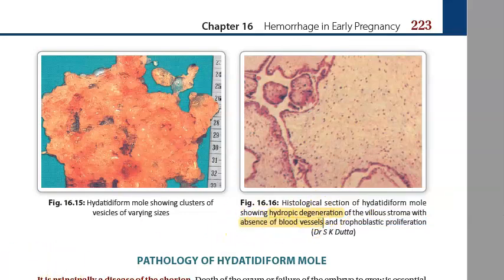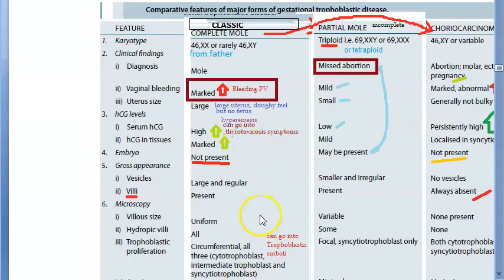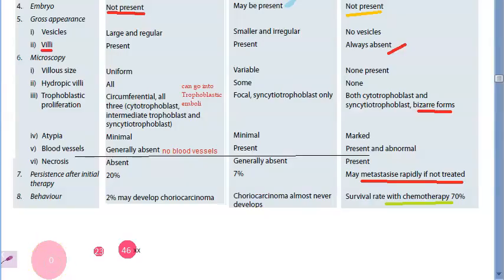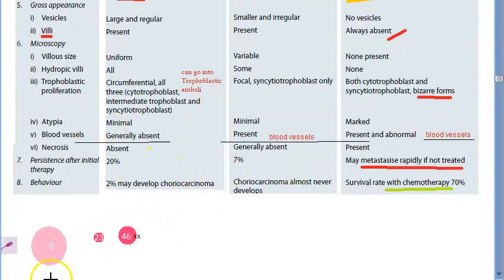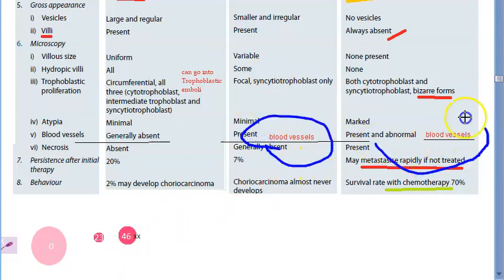Absence of blood vessels. So remember guys, when you write the differences, in complete mole the blood vessels are not there. They are saying blood vessels are present in the partial one. So remember that. We have marked that here. In partial mole blood vessels are there, and even in malignancy there will be blood vessels and they will be abnormal. Necrosis will also be there in malignancy. Just remember that here.